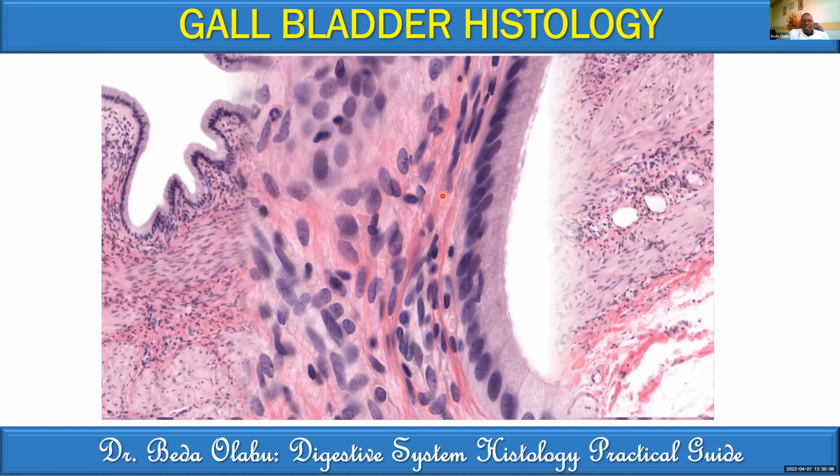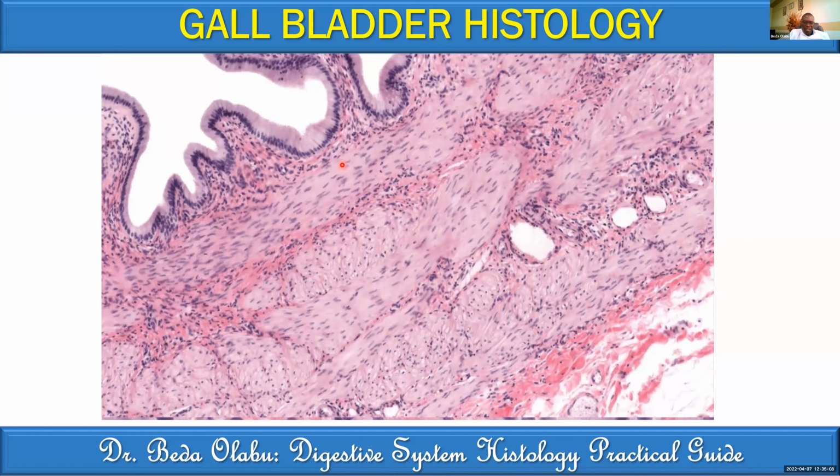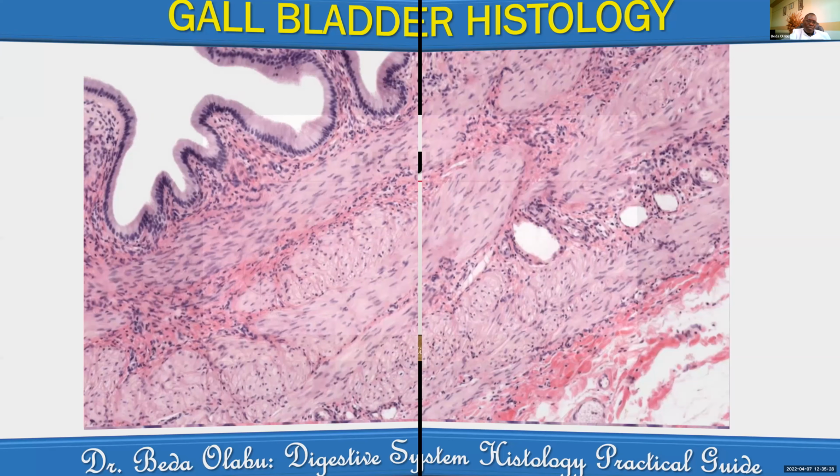Very important. The muscular layer, as you can see, contains smooth muscles running in different directions. Look at the direction of that one, the direction of this one, this one, this one, different directions. Remember, this helps it to contract in all those directions. And I told you the outermost layer is the adventitia, which is a loose connective tissue.